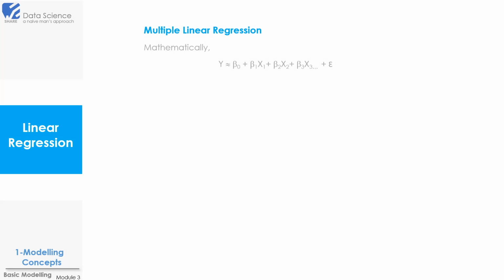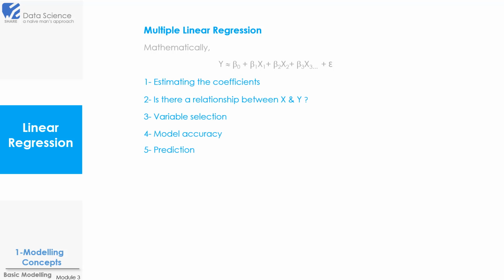Now we will see what happens when we have more than one predictor. So we can write the regression equation as y is equal to beta naught plus beta 1 x1 plus beta 2 x2 plus beta 3 x3 up to beta n xn plus epsilon. Here also we will follow all the 4 steps that we followed in simple linear regression.